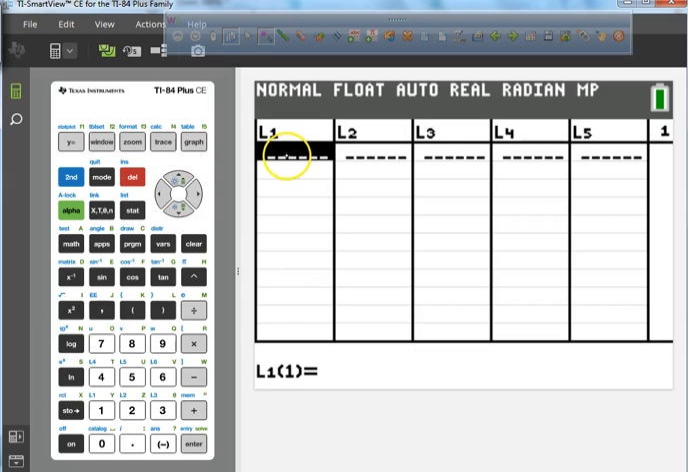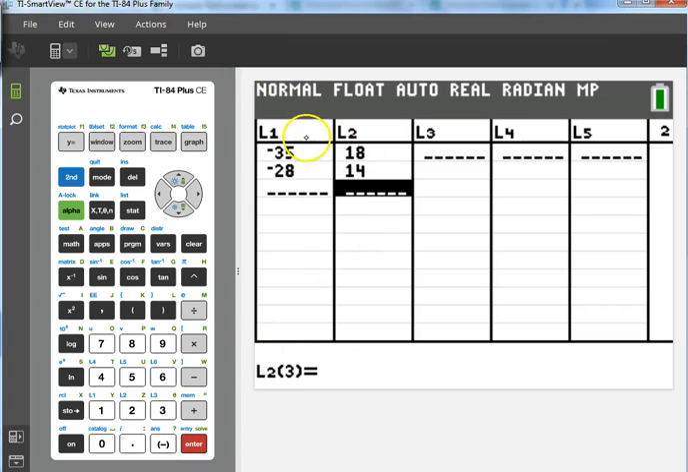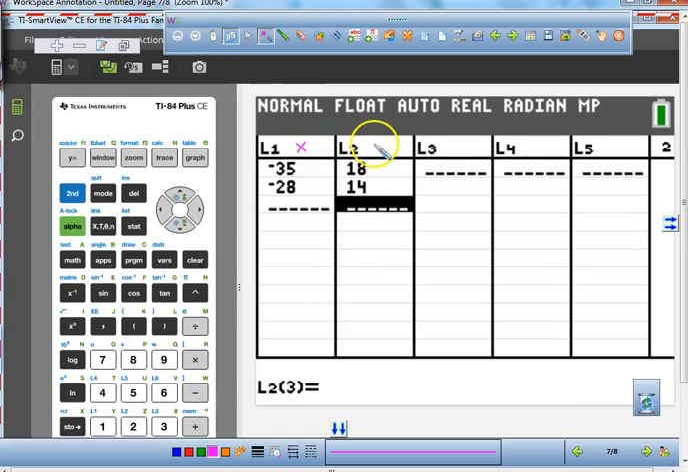What went here? Negative 35. Okay, what went right here? Negative, no, sorry, 18. 18. Okay. All right, what about here? Negative 14. And then right here, 14. Okay. Now, once you guys remember, what did I say that these columns represent? That represents your x values, that represents your y values, okay?